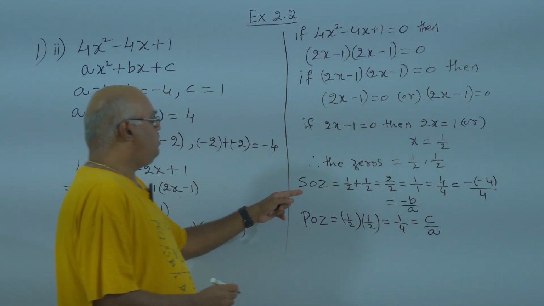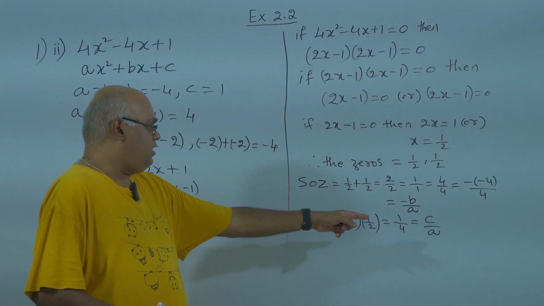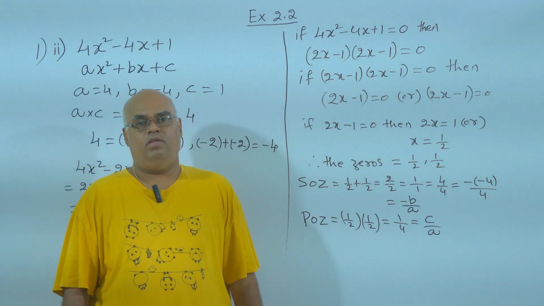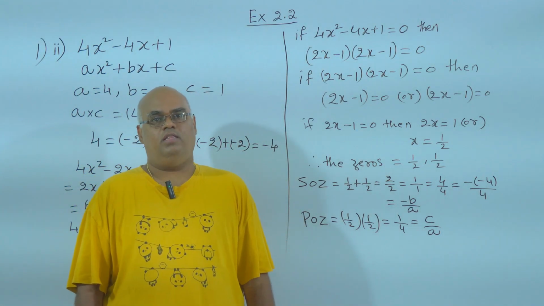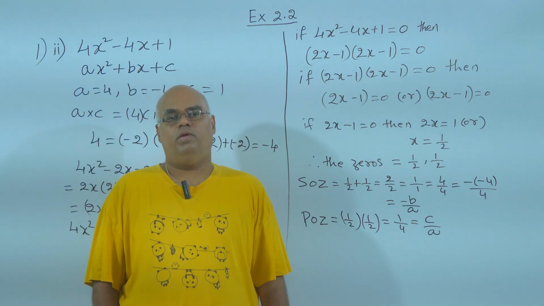So the sum of zeros we are getting as minus b by a, and the product of zeros we are getting as c by a. This verifies the relationship between the coefficients of the polynomial and the zeros of the polynomial. So this is how these kinds of problems should be solved.